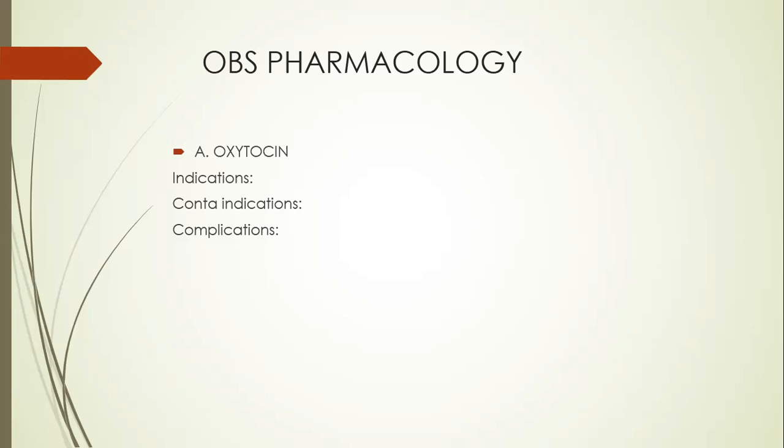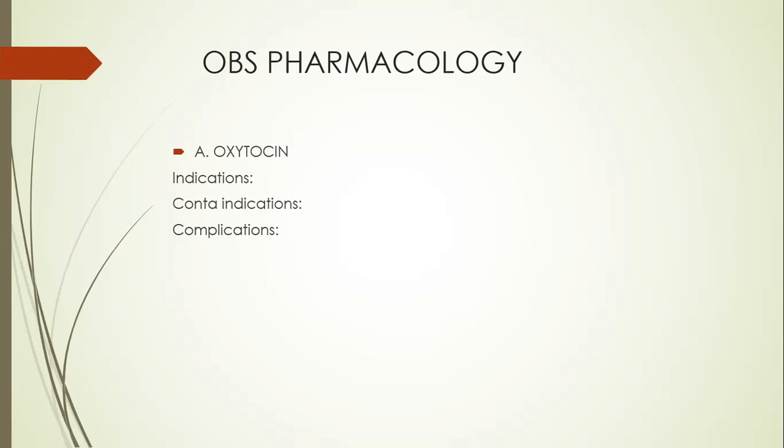Next is the secondary postpartum hemorrhage. That is bleeding between 8 to 14 days of delivery. Okay, bleeding between 8 to 14 days of delivery. So that is caused due to retained bits of placenta inside the uterus, or due to subinvolution of the uterus, or due to polyps in the uterus.